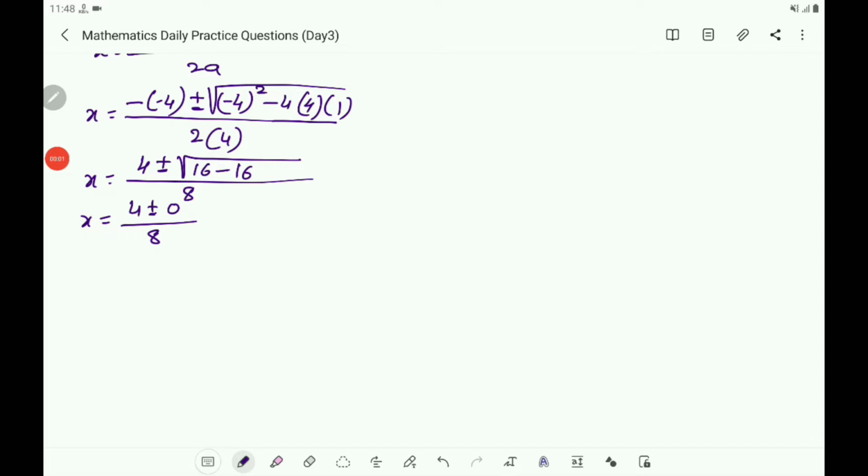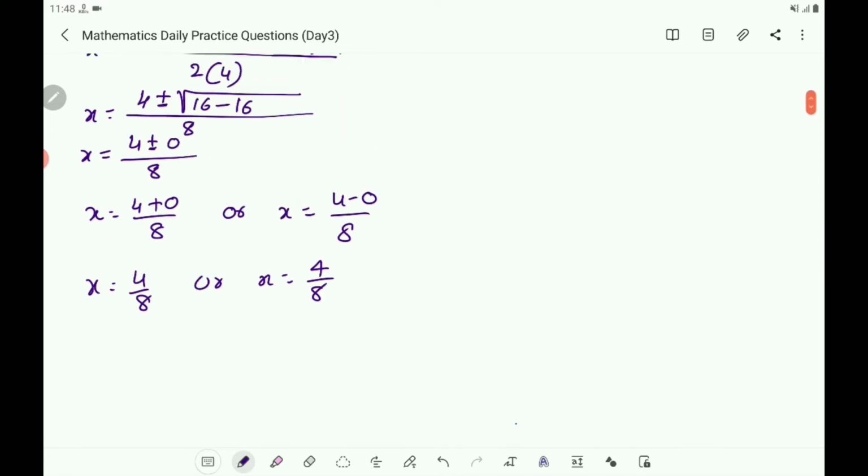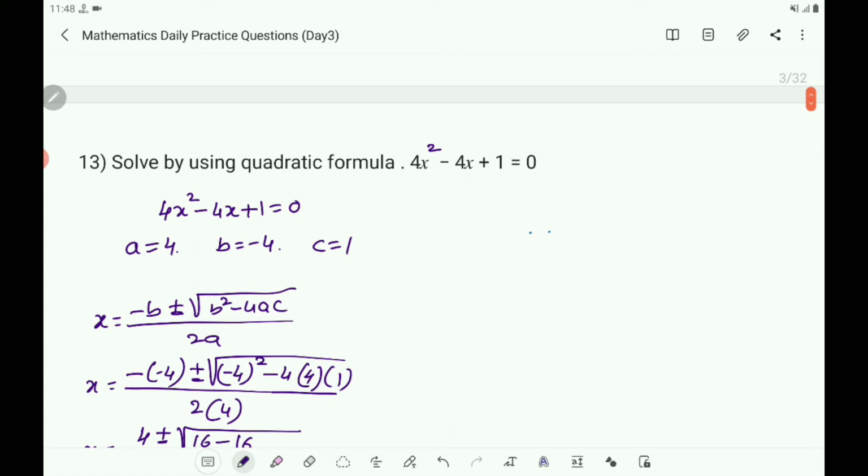Then x equals 4 plus or minus 0 by 8, that is 4 plus 0 by 8, or x equals 4 minus 0 by 8, that is x equals 4 by 8 or x equals 4 by 8, and you write that is x equals 1 by 2 or x equals 1 by 2, because 4 ones are 4, 4 twos are 8. Here you got equal roots. Here the quadratic equation 4x square minus 4x plus 1 equals 0 is having two roots which are equal.